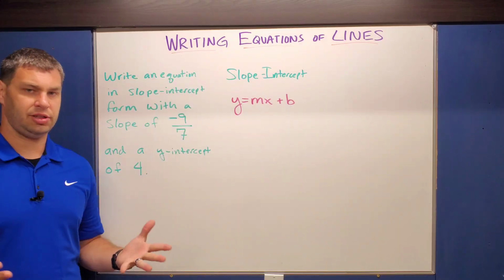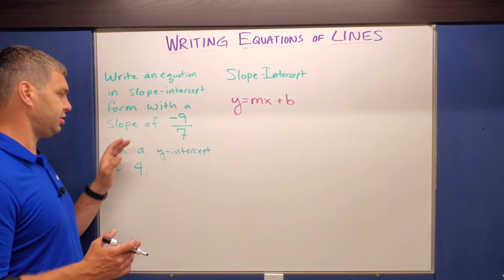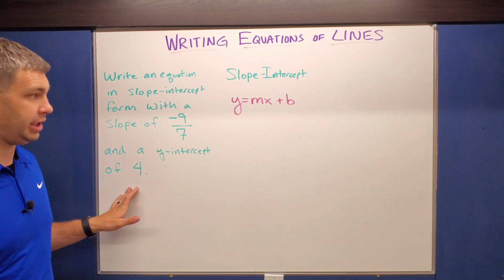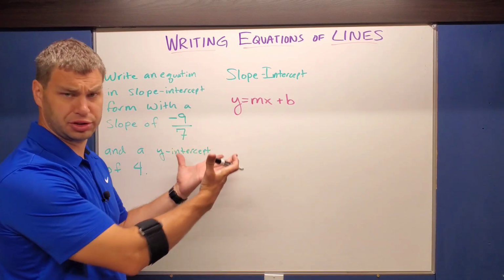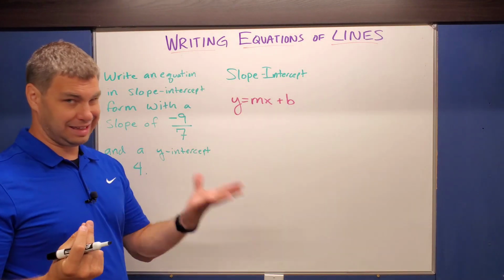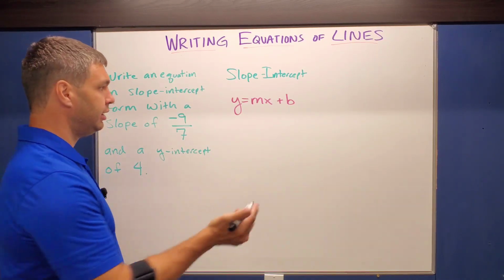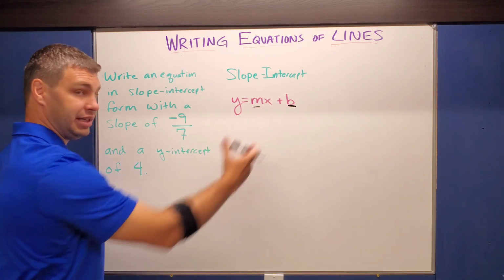Let's go. All right, starting off with a super easy one here. It says, write an equation of a line in slope-intercept form with a slope of negative 9/7 and a y-intercept of 4. So just a reminder, we have four variables or four letters in our formula: y, m, x, and b. The y and the x have to stay what they are because throughout our line they're changing, but the m and the b are going to be our slope and y-intercept.